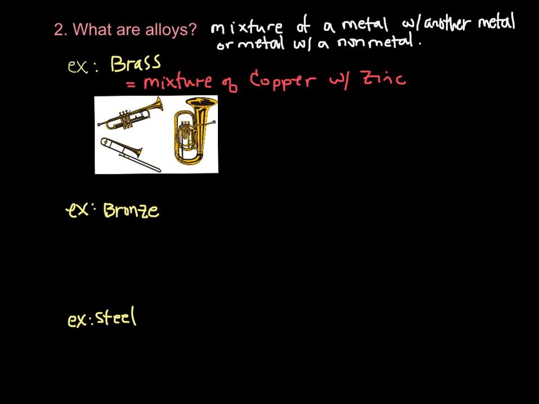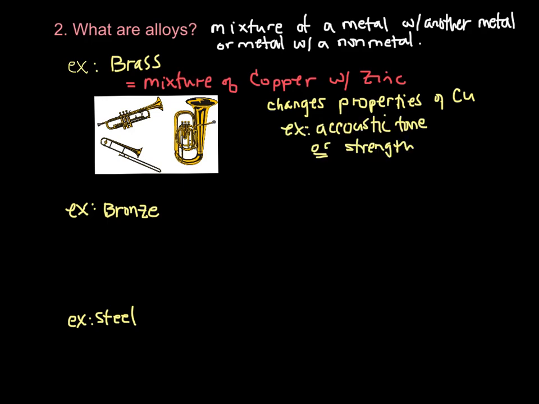But why do we alloy the copper with zinc? Because it changes the properties of the copper. For instruments, it gives it a better acoustic tone. And for plumbing fittings, we don't really care about acoustic tone as much as the strength of the copper. So that's why we alloy copper with zinc.